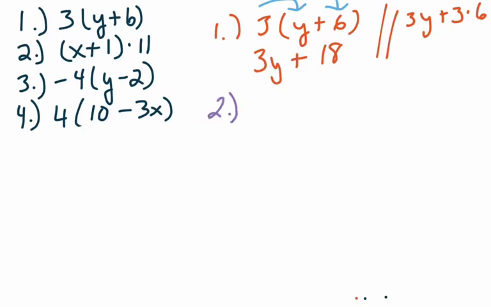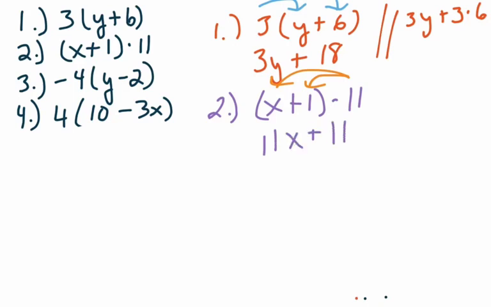For the second one, we have x plus 1 times 11, and in this one we're doing that distribution from the right, which looks a little weird, but it's the same deal. 11 times x and then 11 times 1, so that would be 11x plus 11.